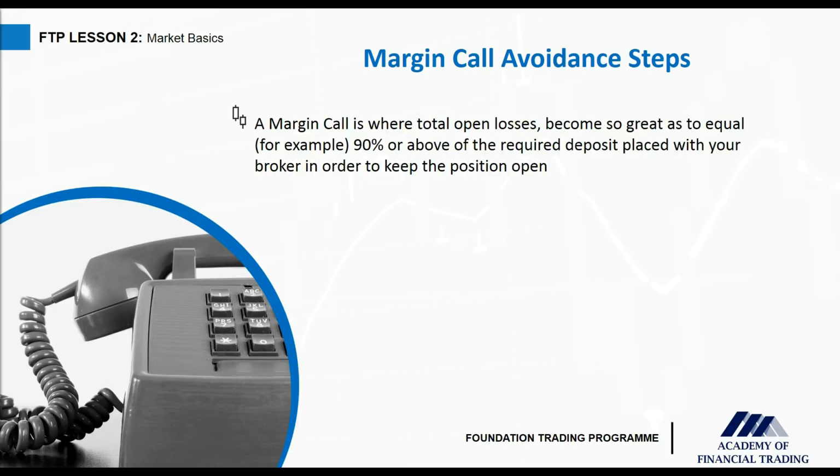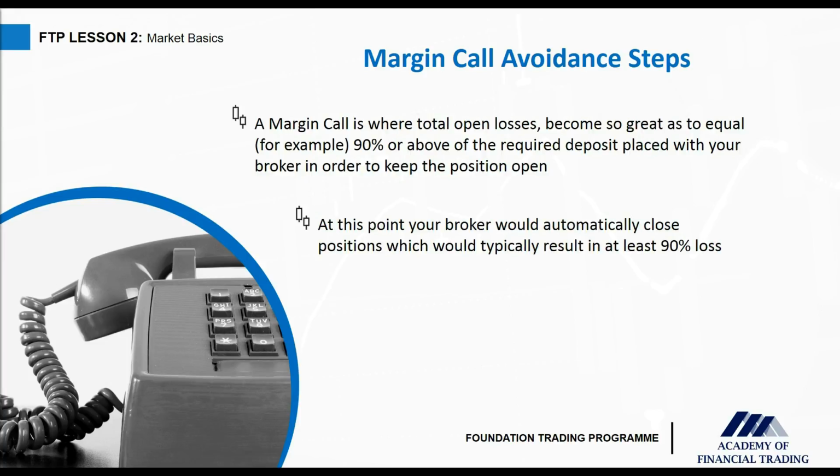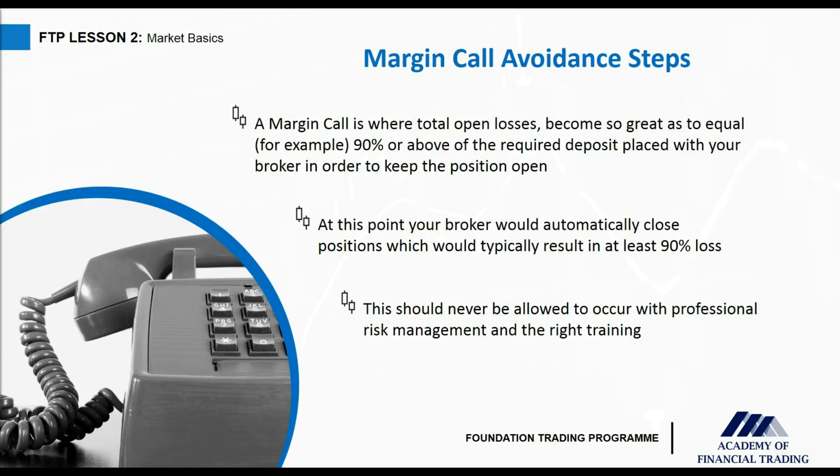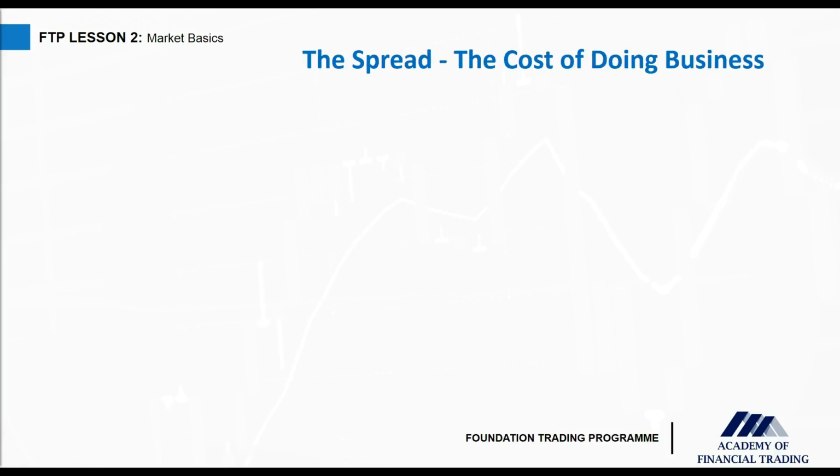So it's where total open losses become so great that they suddenly become equal or above a certain threshold, usually 90% of the required deposit placed with the broker to keep the trades open. So what the broker does is he just automatically closes all positions, which would result in you losing 90% of your money at least. Okay, now it should never be allowed to occur with professional risk management and the right training, but obviously we have to be aware of it. We need to know how these things work.